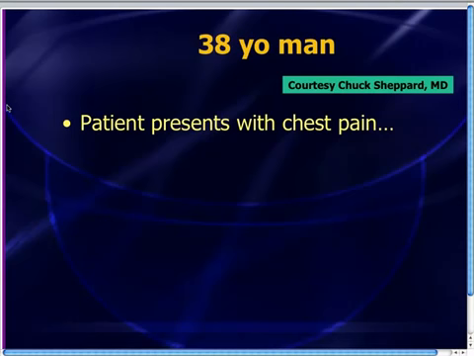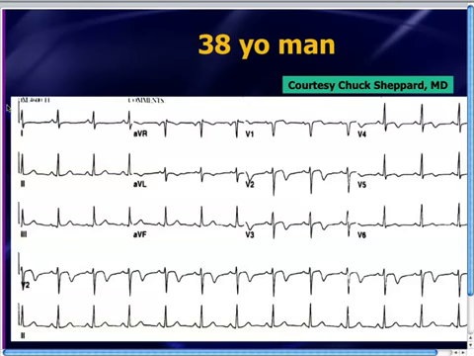This case was sent to us by good friend Chuck Shepard, who's down in Missouri. He had a 38-year-old man that presented with this 12-lead EKG. Now, the guy was having some symptoms on and off, and I think when this EKG was obtained, he was actually asymptomatic. So the abnormality that you see here in terms of the T waves do not have to be in a patient that is symptomatic.